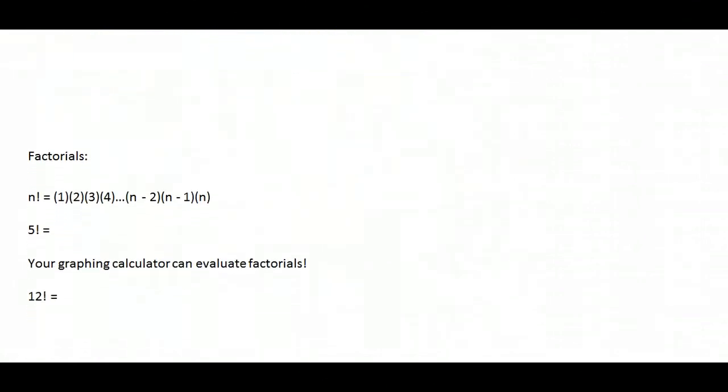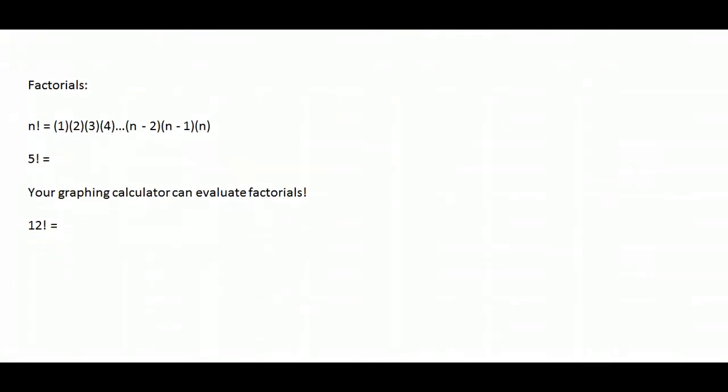Okay, one other thing we need to understand when we talk about sequences are factorials. So factorials work like this. If I have a number n with an exclamation point next to it, that means n factorial, and that means multiply all the integers from 1 up to n. So for example, 5 factorial is going to be 1 times 2 times 3 times 4 times 5. So that's going to be 2. 2 times 3 is 6. 6 times 4 is 24. And 24 times 5 is 120.